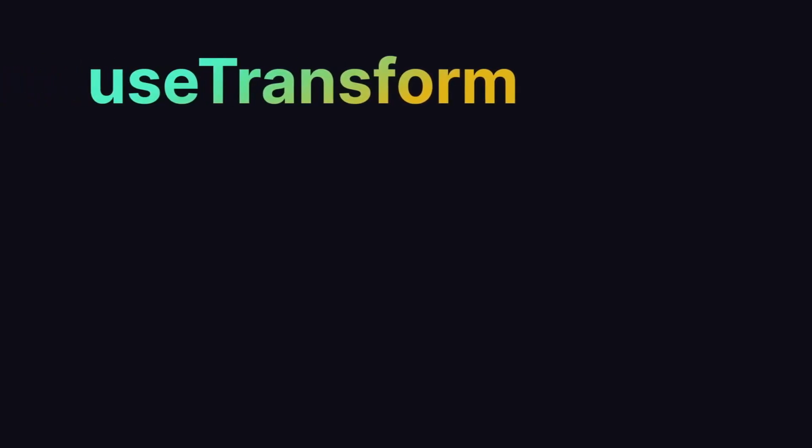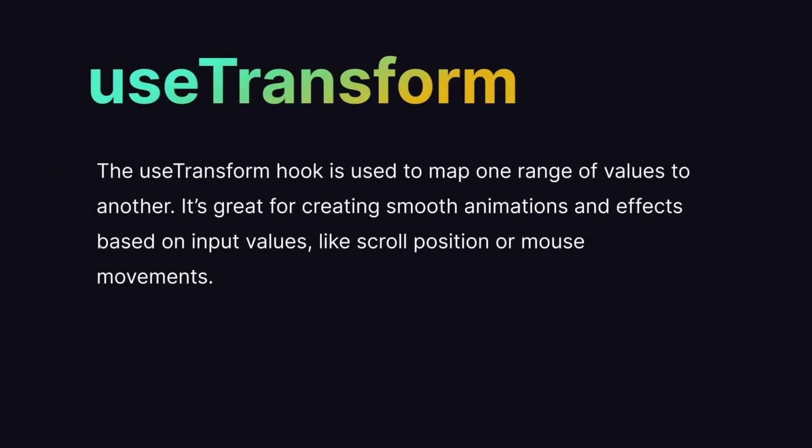Okay, so let me give you a quick test of what a useTransform hook can do. Right now I'm going to give you just a quick test of what a useTransform hook can do and how it works, and later in this course we are going to cover that in a lot more detail once we learn about the useScroll hook and so on. So let's talk about it. What is a useTransform hook? The useTransform hook is used to map one range of values to another. It's great for smooth animation and effects based on input values like scroll position or mouse movements. That's just a quick definition of what a useTransform hook is, and let's get into the coding, then you will get to know what I'm talking about.